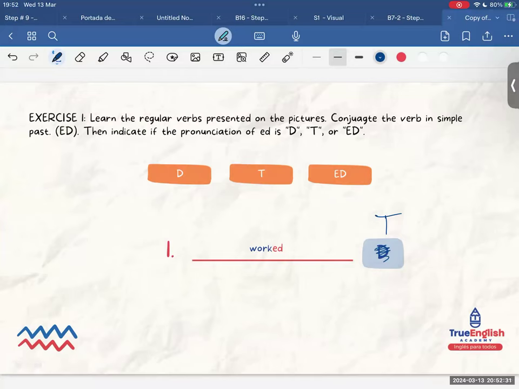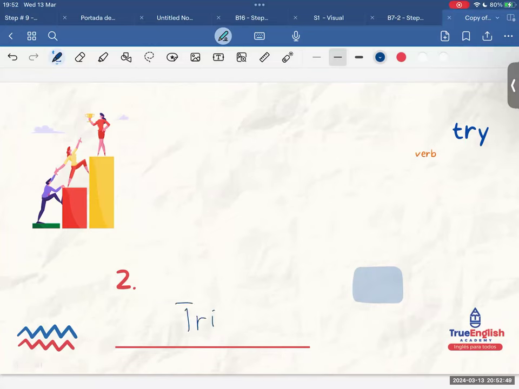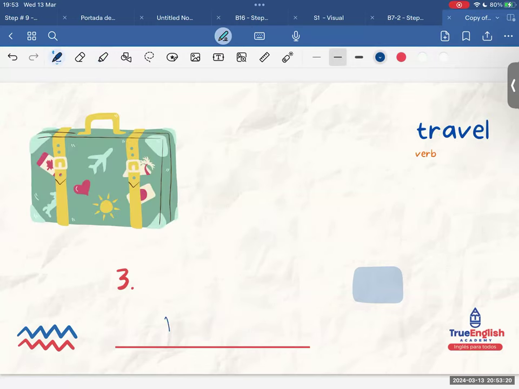Number one is worked. What is it? Letter T in this case, right? Number two, look, the spelling is tried. What is that pronunciation? With D or with T? Miren, esta es la que deben de ver si vibra o no. Try, with D, very good, Jose, you got it. Tried. Number three, travel. Fíjense si la L vibra. Traveled, D. Very good.